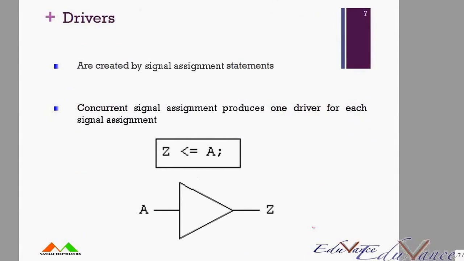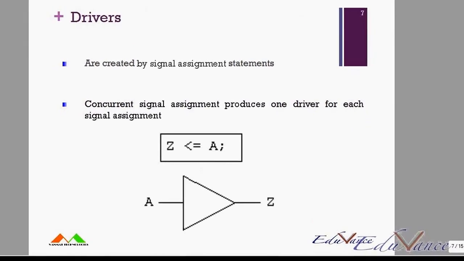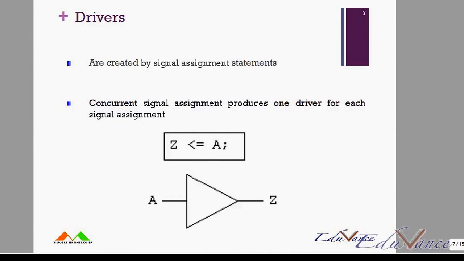In a previous lecture, I had given a brief intro to the concept of drivers. When I write an assignment statement like this, that Z is assigned A, my A becomes the driver and will drive the value of Z. So one concurrent statement assignment produces one driver. I hope that is clear.